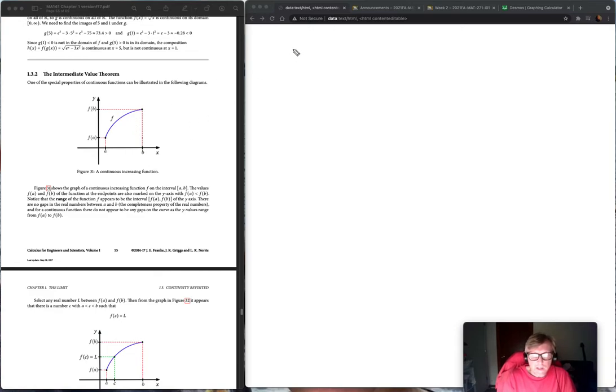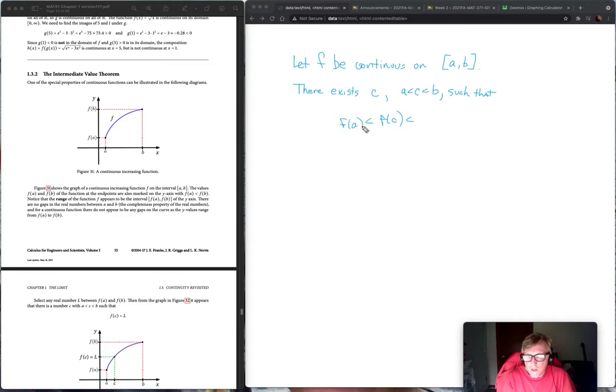Basically, what this is saying is that if f is a continuous function, so let f be continuous at all x values on the closed interval from a to b, then there must exist C, where C is between A and B, such that f of C is also between f of A and f of B.